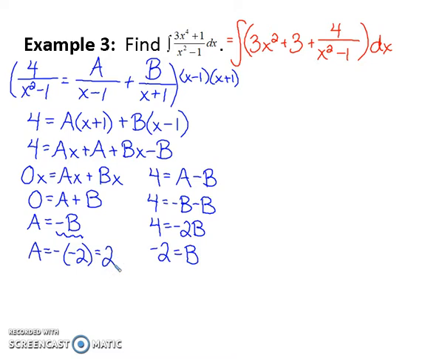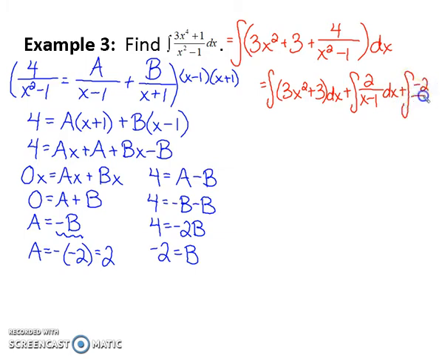So going back to my integral up here, we'll group the 3x squared plus 3 together because those are easy. And then I have the integral of positive 2 over x minus 1 and the integral of negative 2 over x plus 1. And I'm running out of room for my dx. So now the hard part's over. We just got to integrate those things. 3x squared is going to integrate back to x cubed. 3 is going to integrate back to 3x.